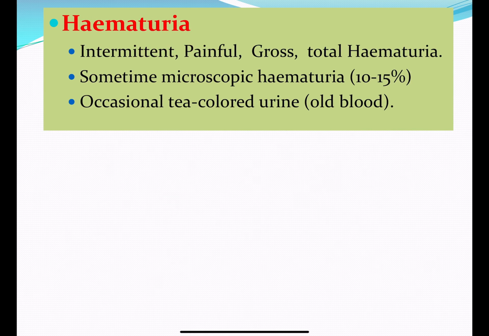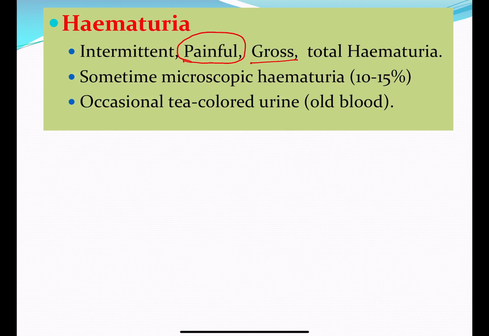Hematuria. So see, whenever there is a stone in the kidney, the stone moves around, and once the stone moves around, it leads to some trauma, and that leads to hematuria. Hematuria means bleeding in the urine. So the hematuria is painful. Don't forget that, because the stone is the cause of painful hematuria.